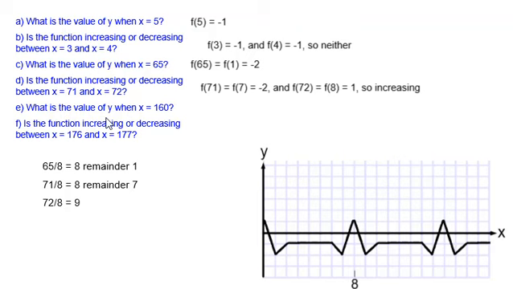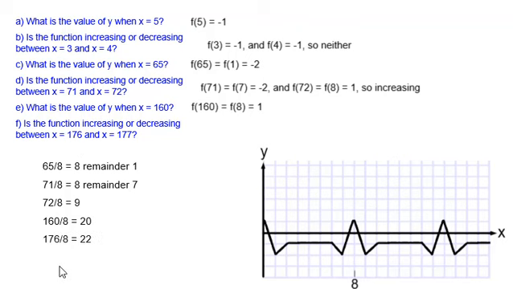I keep using the same method for E and F. When x equals 160, I divide 160 by 8, and I get exactly 20. So that means f(160) has to be the same as f(8), which is +1. I've answered my question.